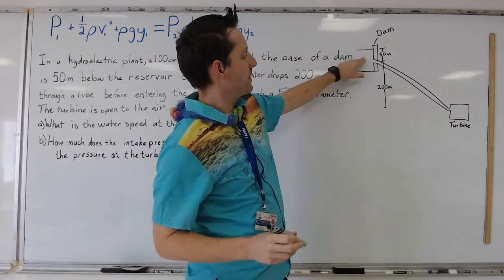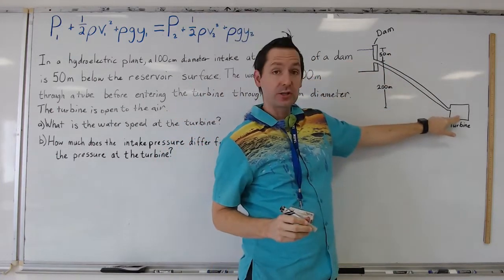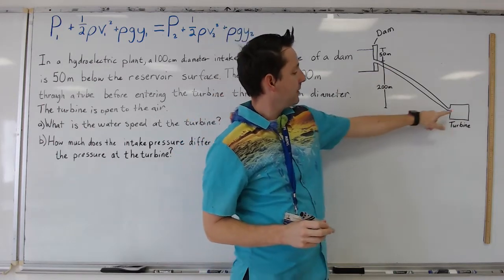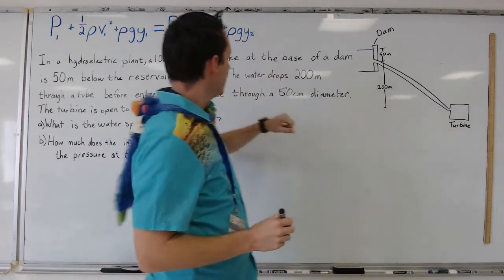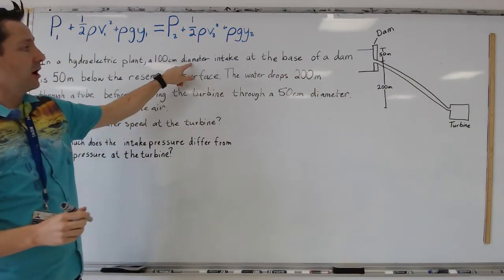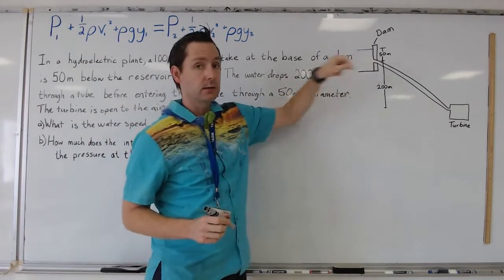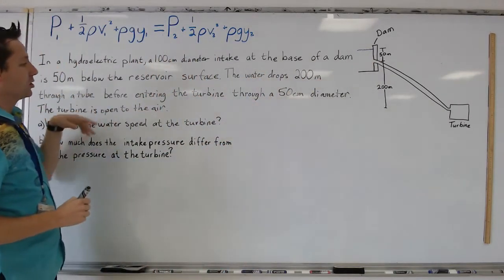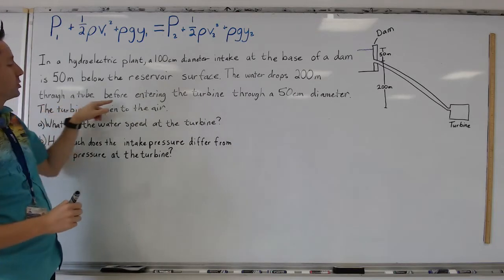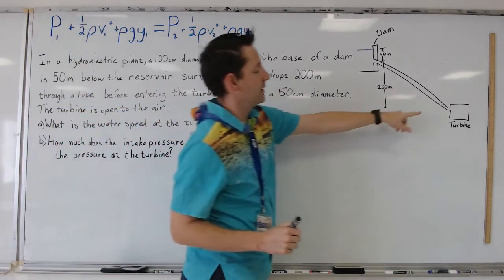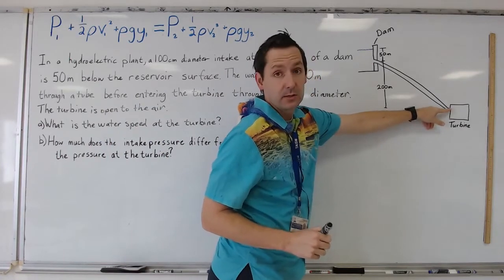And then the pipe takes it all the way down to the turbine through a drop of 200 meters. And then we've got the turbine down at the bottom. It gives us the diameter of the intake, 100 centimeters right there, so 1 meter is the diameter of the intake. And then it also gives us, right here, a tube before entering the turbine through a 50 centimeter diameter pipe. So down here at the bottom, 50 centimeter diameter.